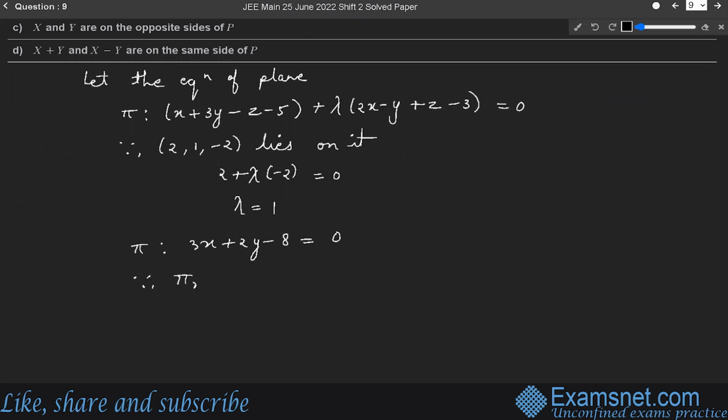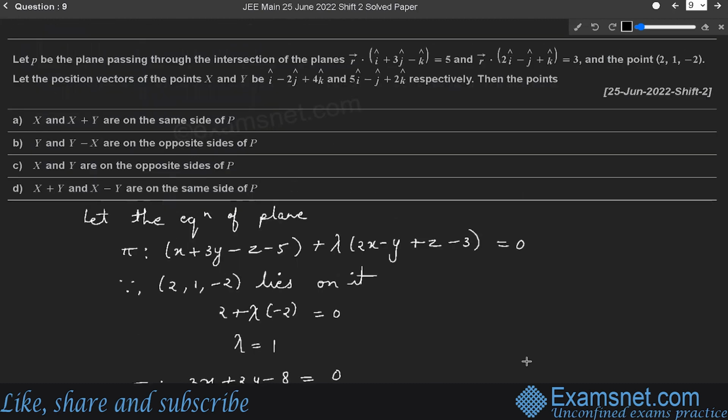Since pi of X is equal to minus 9, pi of Y is equal to 5, and pi of X plus Y will be equal to 4. Pi X minus Y will be equal to minus 22, and pi of Y minus X will be equal to 6. It is very clear that X and Y are on opposite sides of the plane pi. Therefore, we can say that the correct option for this question is option number C.